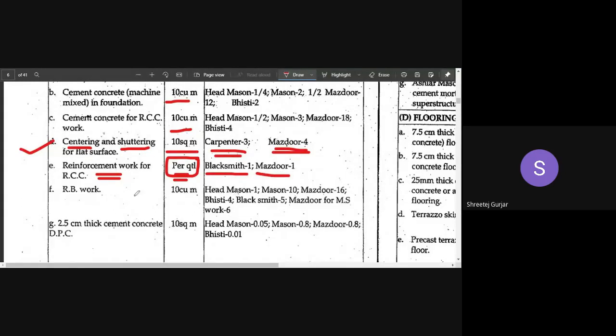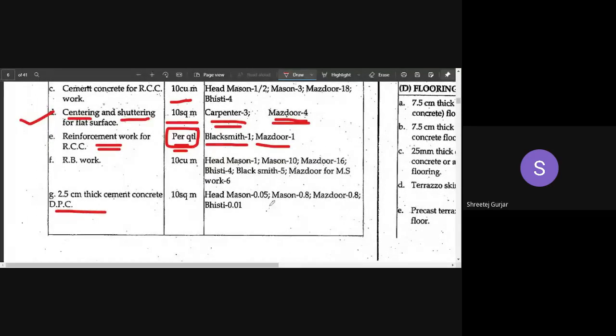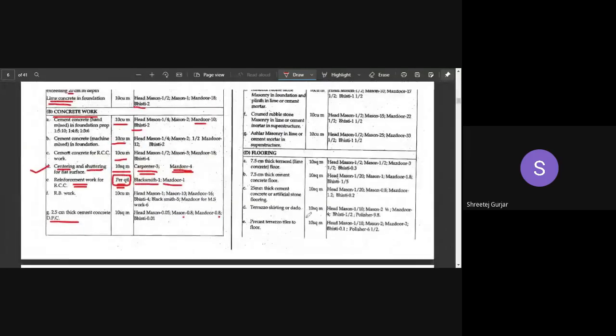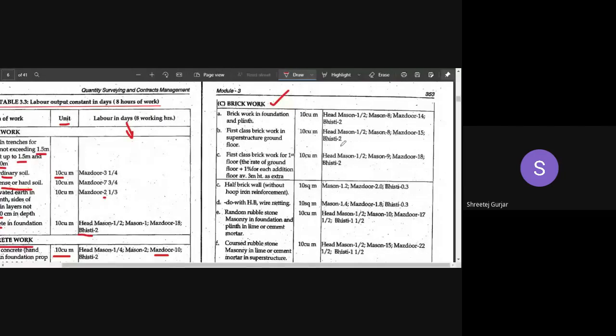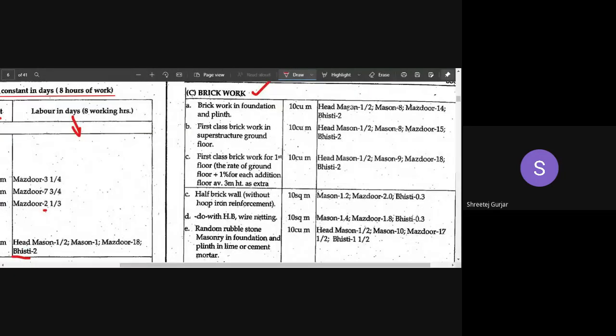Okay, then coming to DPC work, we have various kinds of masons that are required, right? 0.8, you can see 0.8, right? Less masons are required. Then coming to brickwork. For brickwork we need masons. More masons are required because brickwork requires skilled laborers for laying bricks. And half a head mason is required because supervision is required for brickwork.